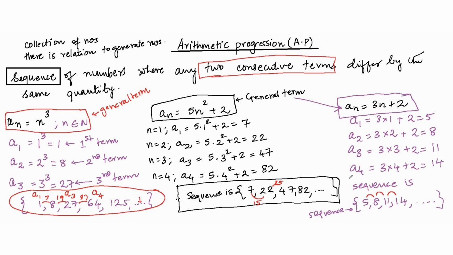But in case of the third sequence, the difference between any two consecutive terms is always remaining a constant. And that is why such a sequence is known as arithmetic progression. So let me pause for a minute before I continue with my next part.